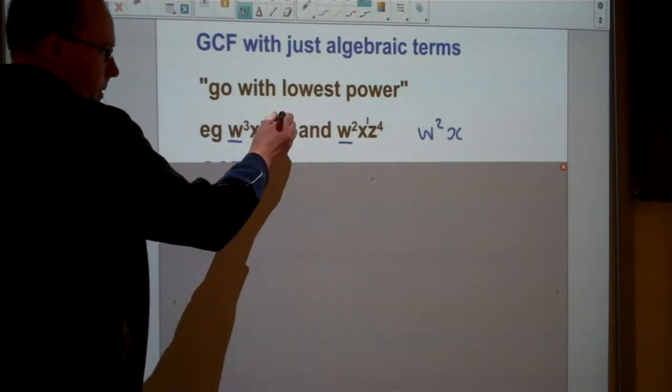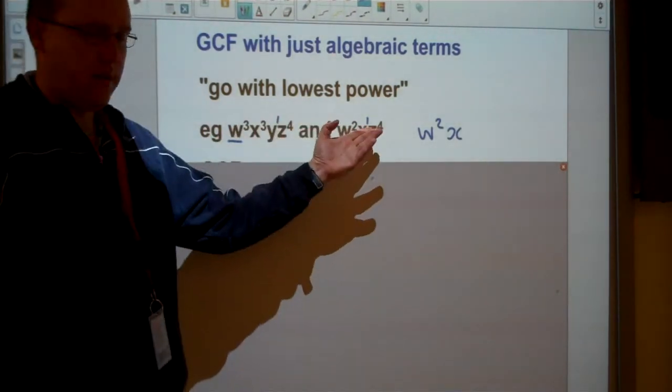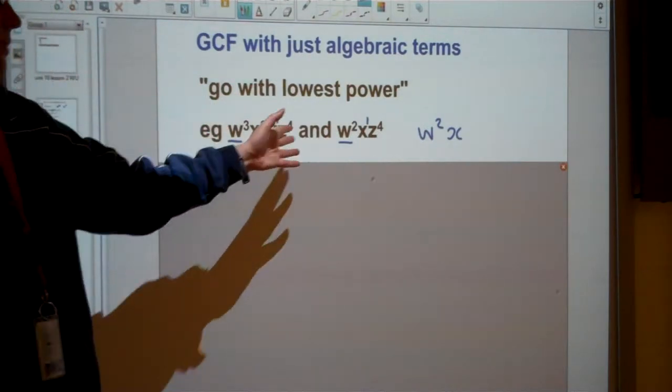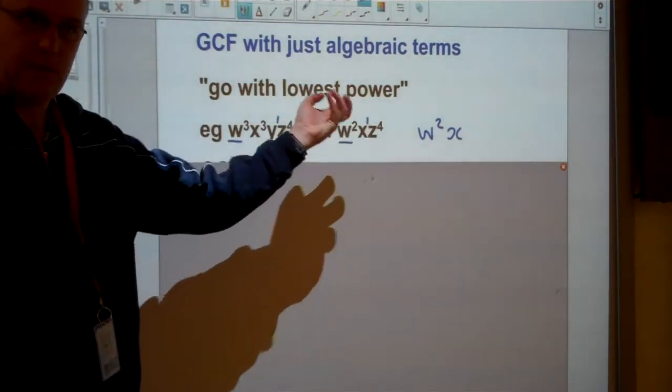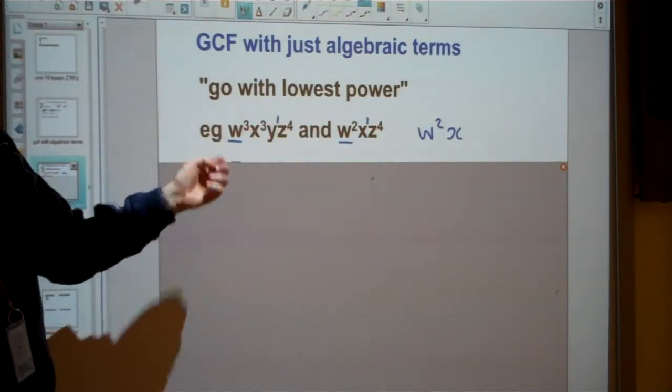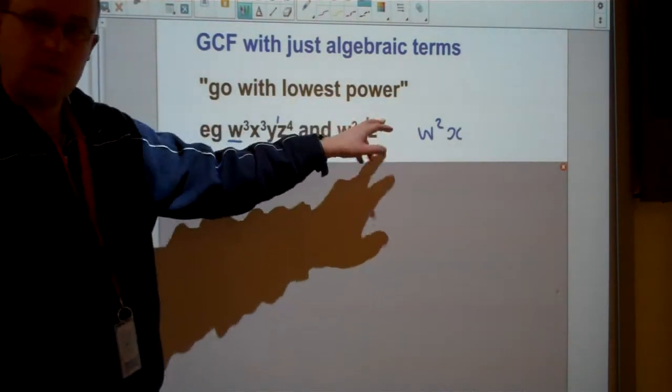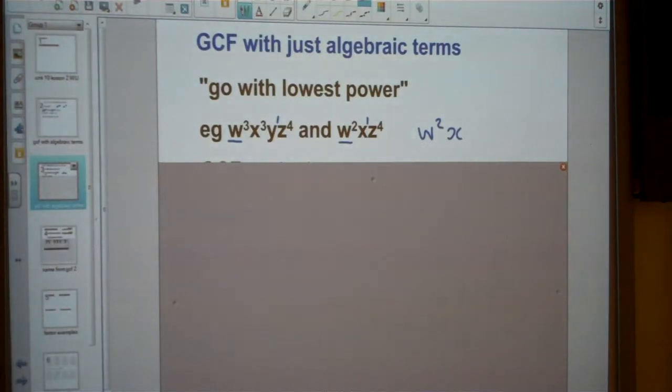Now I've got y to the power of 1, and actually I don't have any y on this side, so that could be written as y to the 0. So the lowest one would just be y to the 0, so actually I don't need any y's at all. So unless I have the same letter on both sides, I'm not going to take that as my factor.